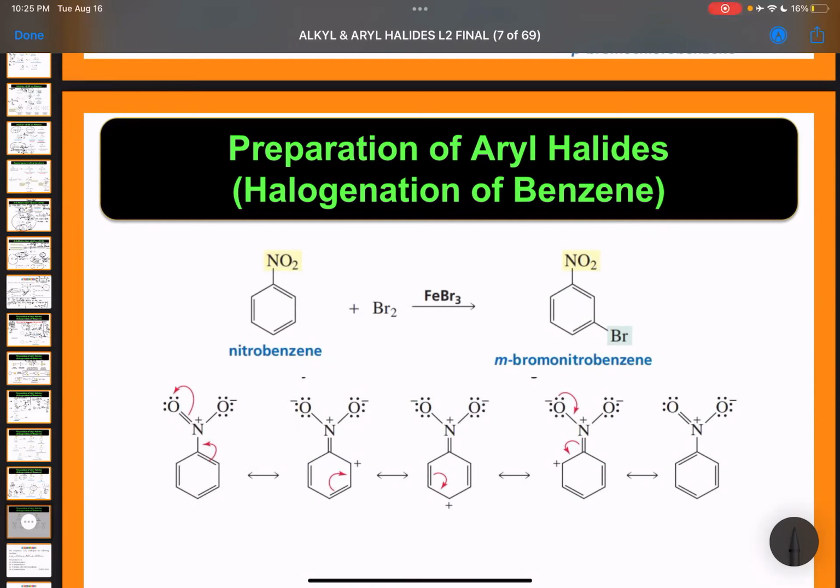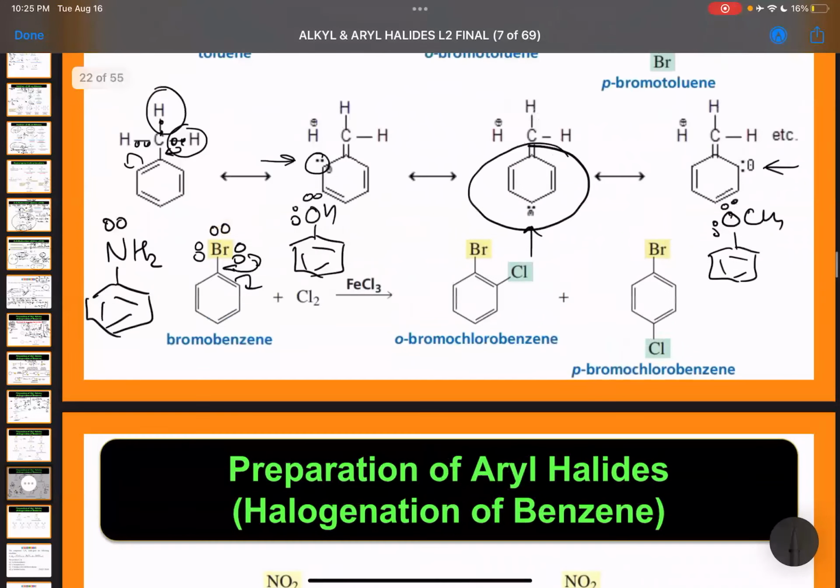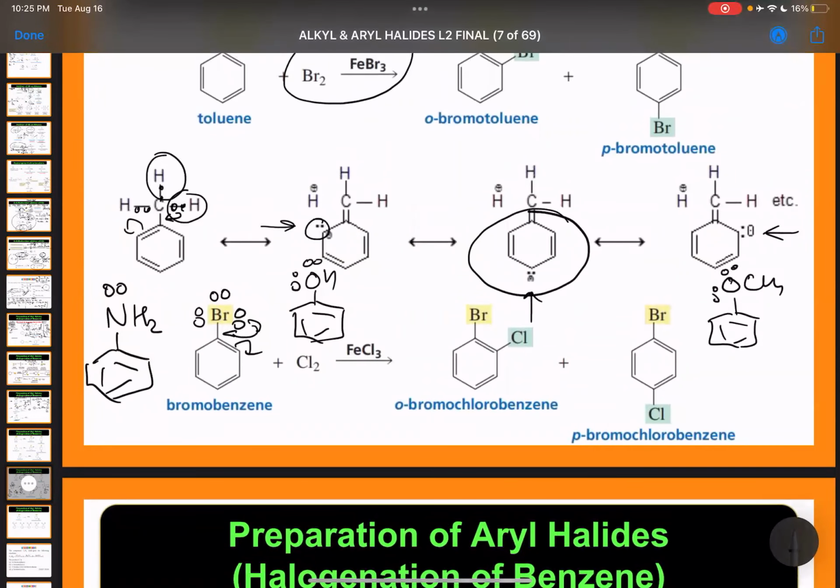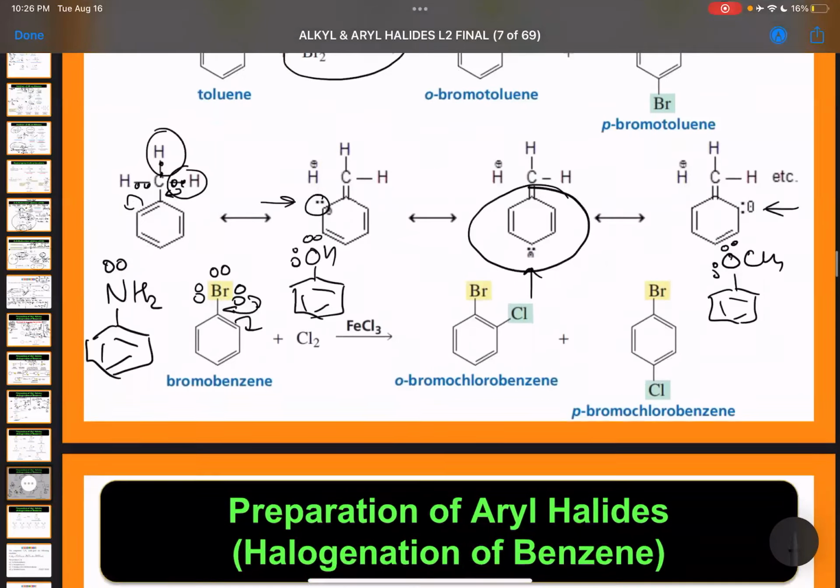Sir, for bromine, we call it resonance, or is that also hyperconjugation? If you use a lone pair, that is called resonance. But if you use sigma electrons, sigma electrons getting delocalized with the pi bonds, that is called hyperconjugation. Right? Yes, sir. Yes, sir.